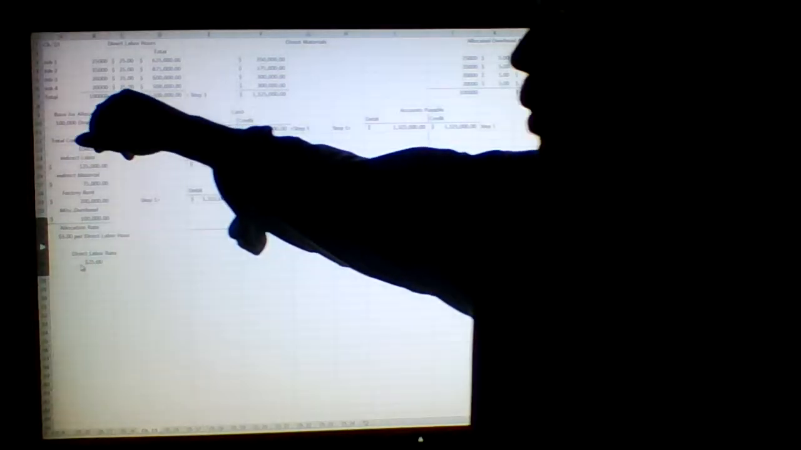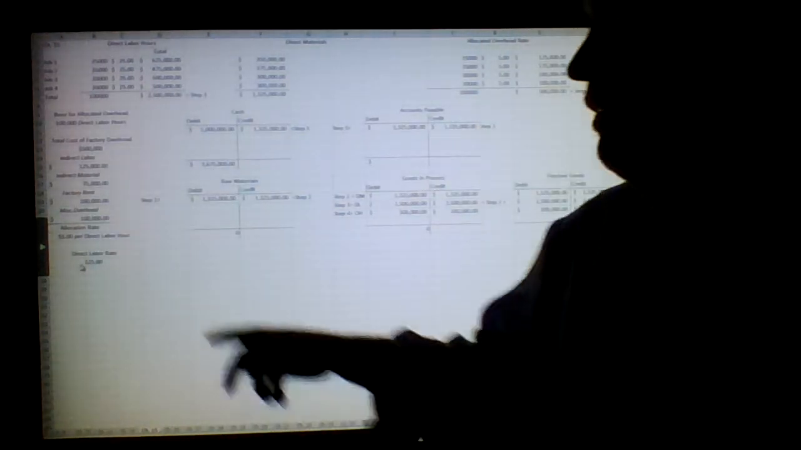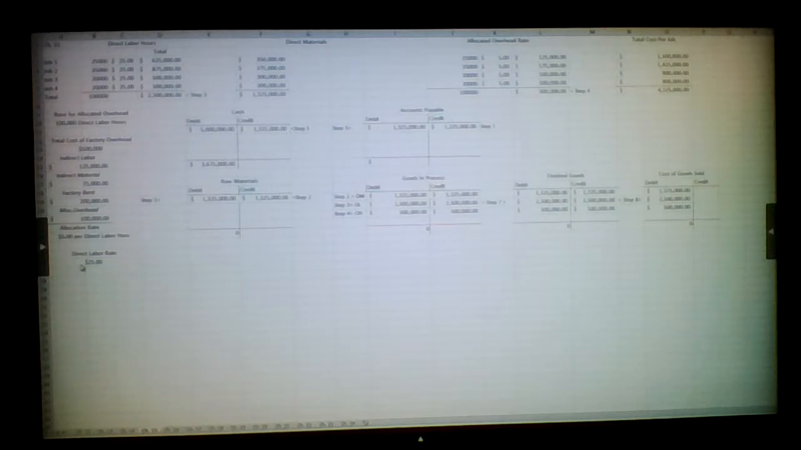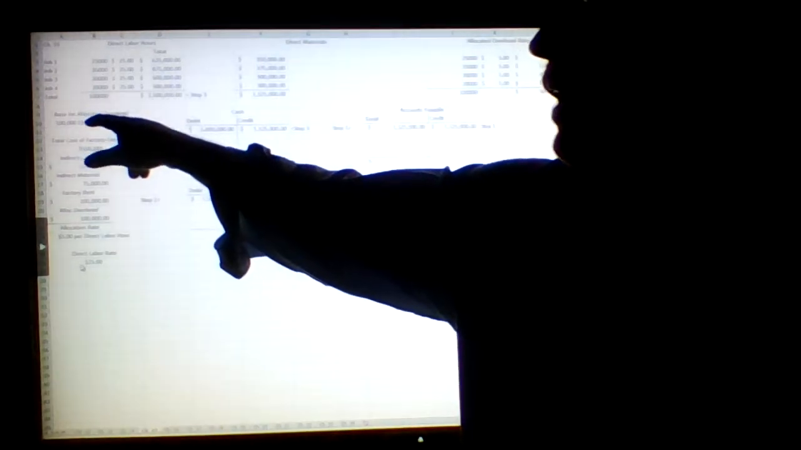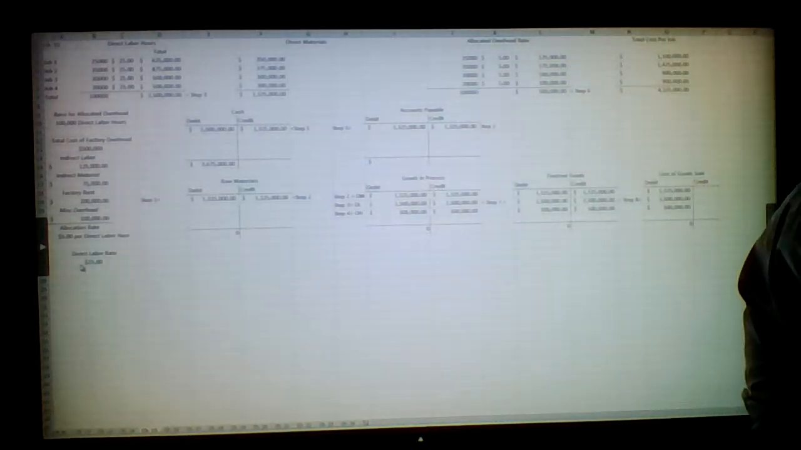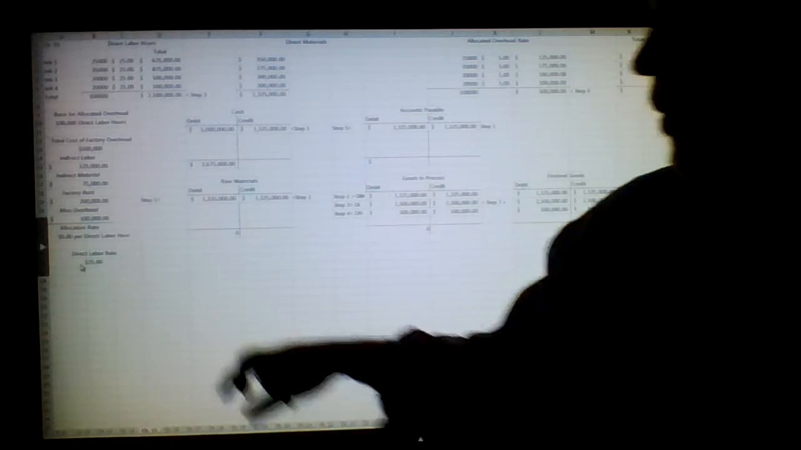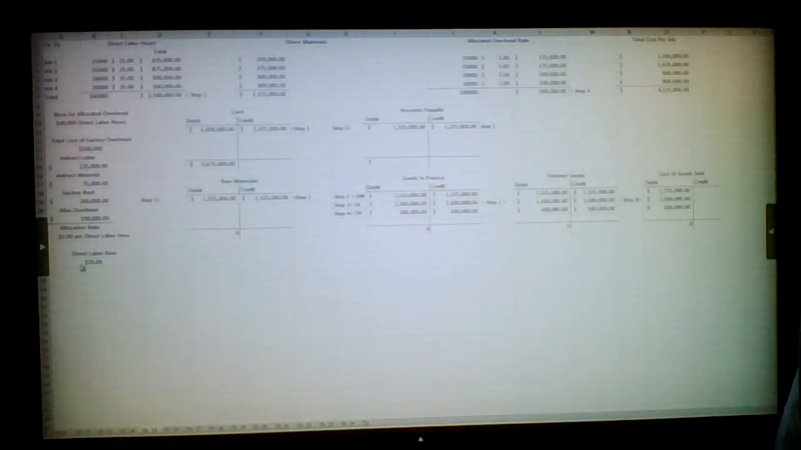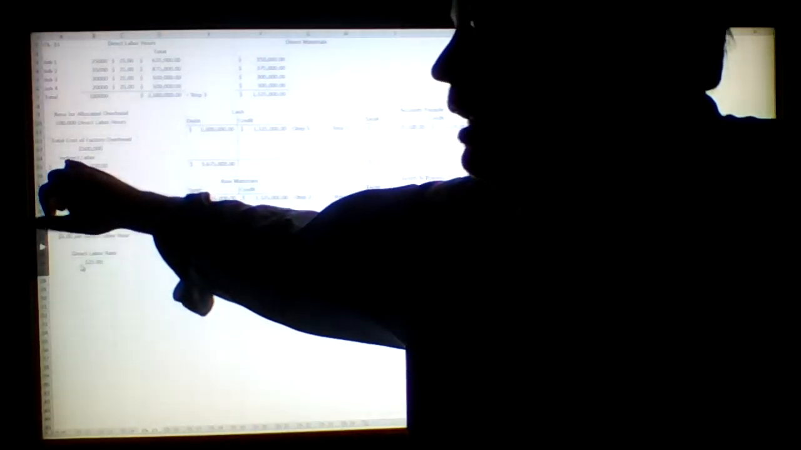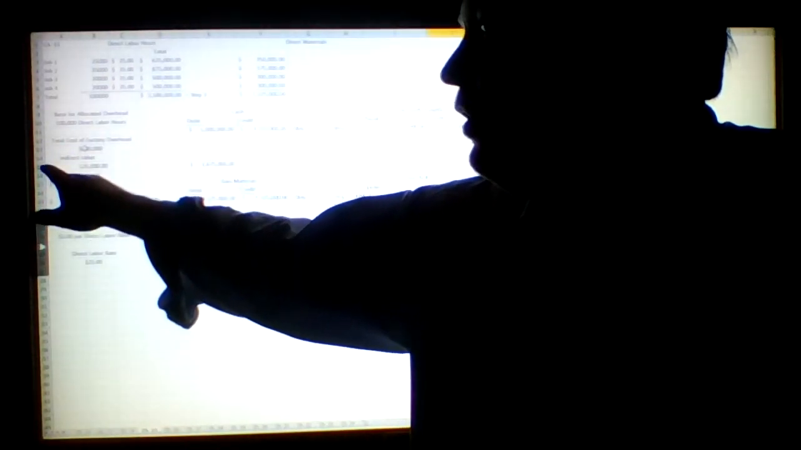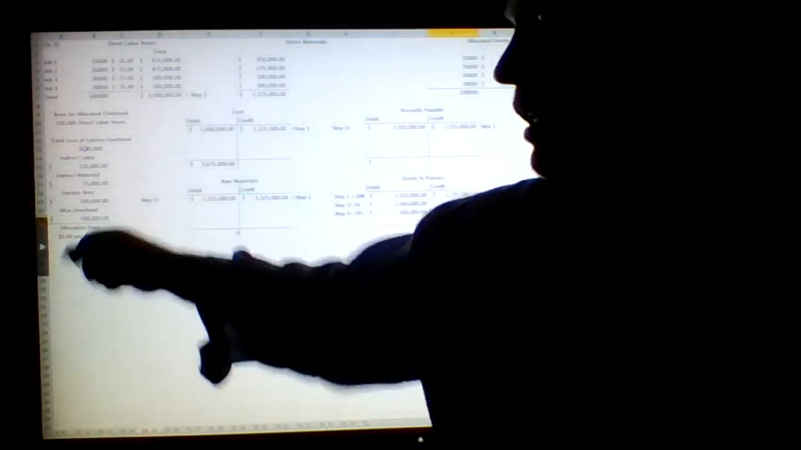So over here we have 4 jobs. We have 100,000 hours of allocated direct labor. So our base for allocated overhead is 100,000 hours of direct labor. We're saying our total cost of factory overhead is $500,000. As part of that 500,000, indirect labor is going to be 125,000. Indirect material will be 75,000. Factory rent would be 200,000, and miscellaneous overhead of 100,000.